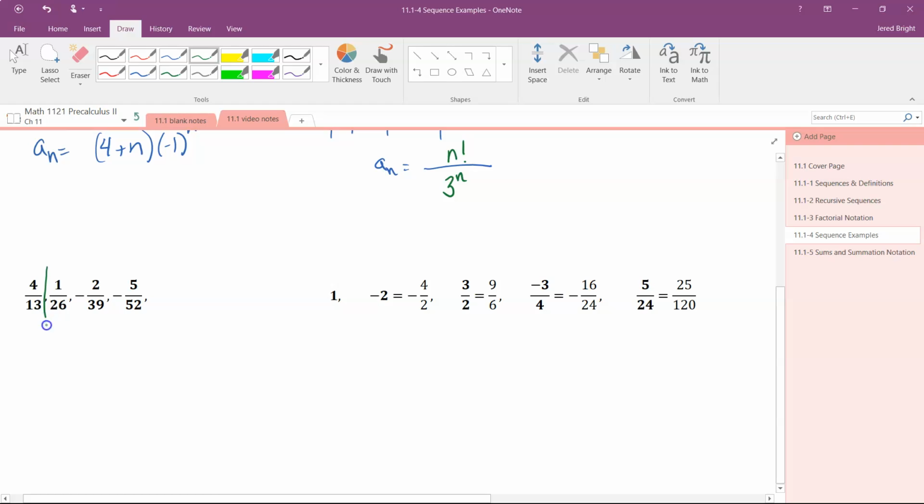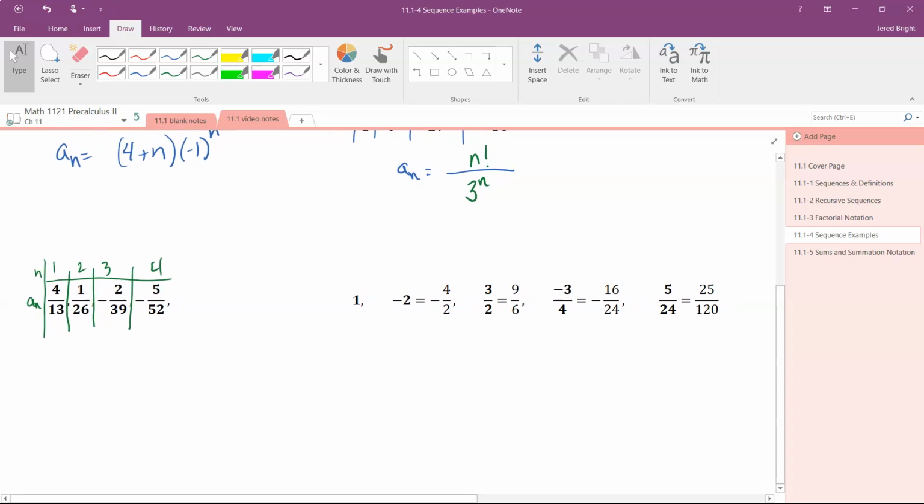Again, if I'm looking at these, this is my first term, second term, third term, fourth term, and then this is my sequence value an. What I'm noticing is that I'm looking at the denominators, and that's the first thing that stands out to me, that those are all multiples of 13, so it's 13 times n. 13 times 1 is 13, 13 times 2 is 26, 13 times 3 is 39, 13 times 4 is 52.